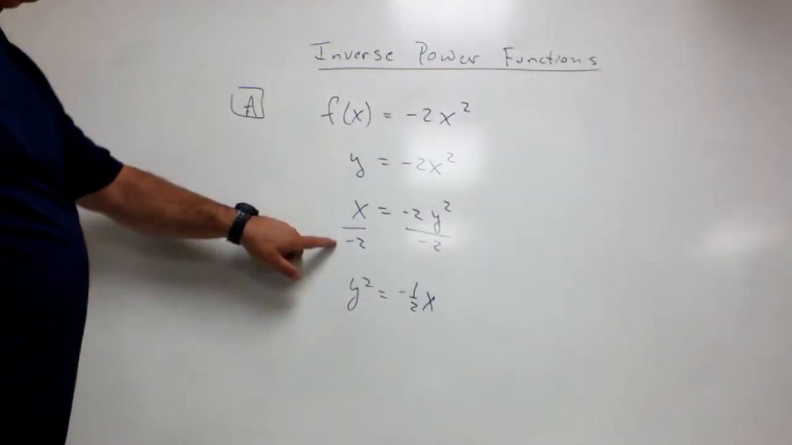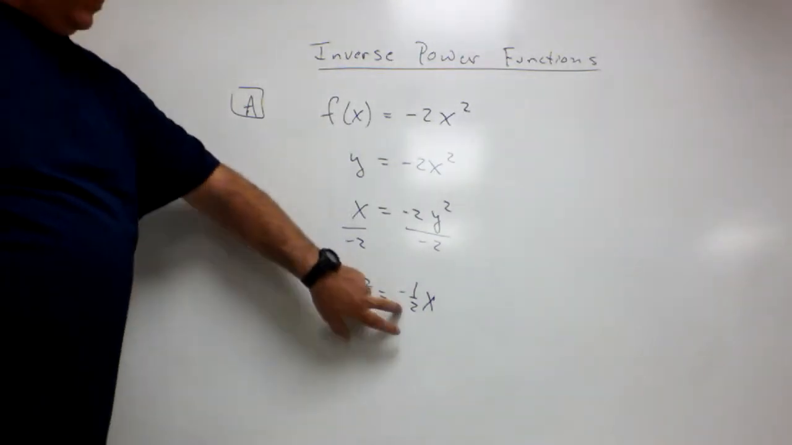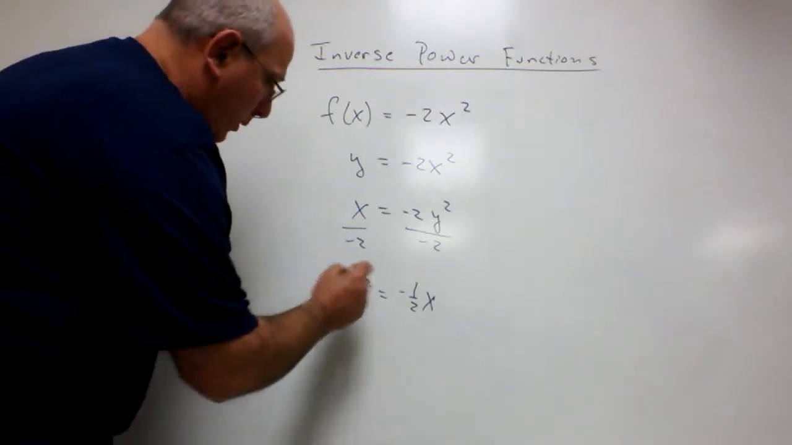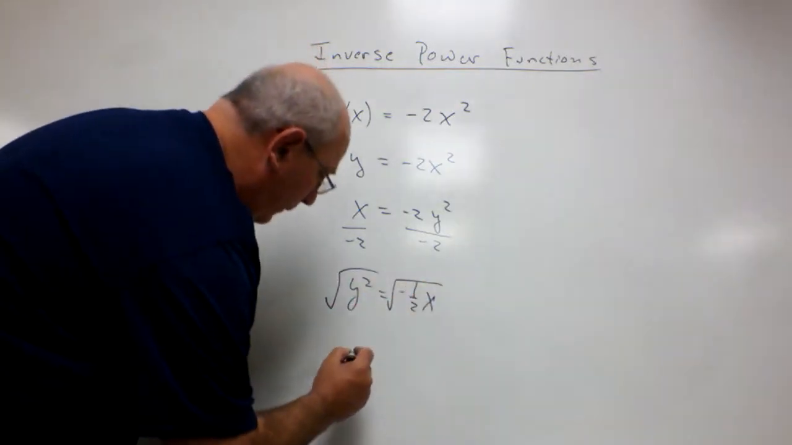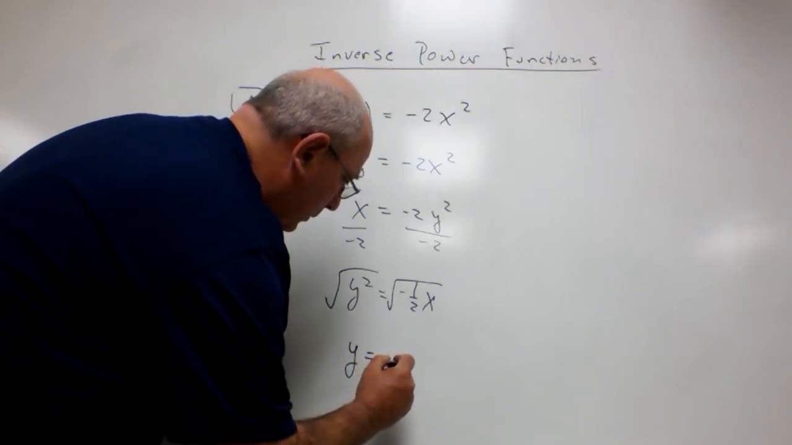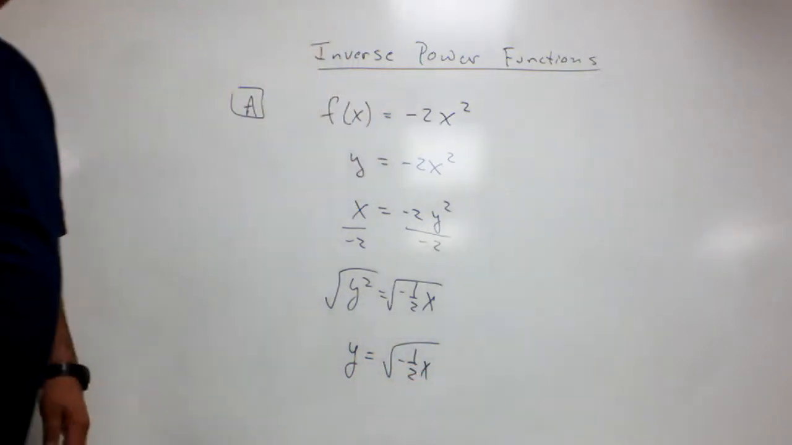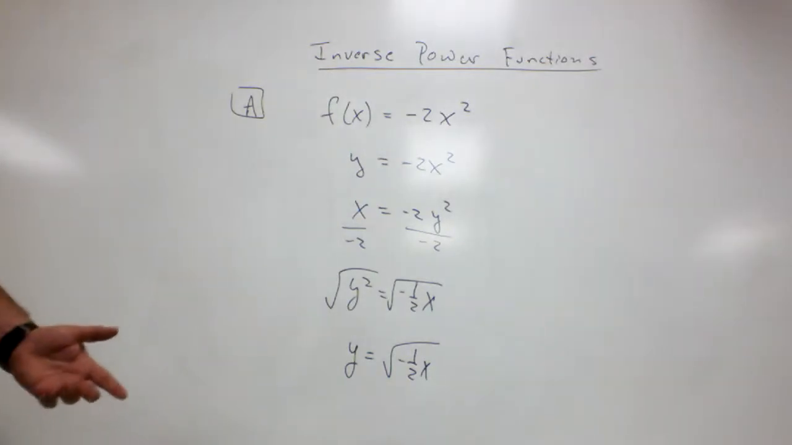So notice that even though I'm dividing by negative 2, I'm making it a fraction because of what's going to be coming next. So what we do then is we take the square root, and we get y equals the square root of negative 1/2 x. And that's our inverse function.